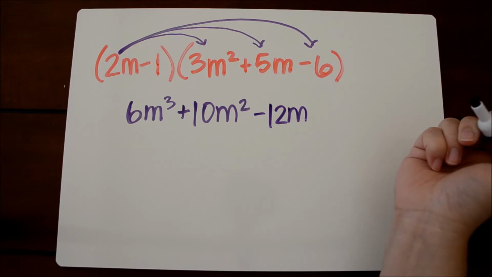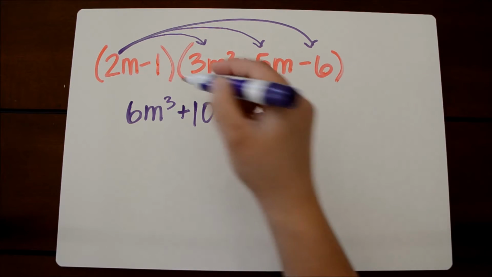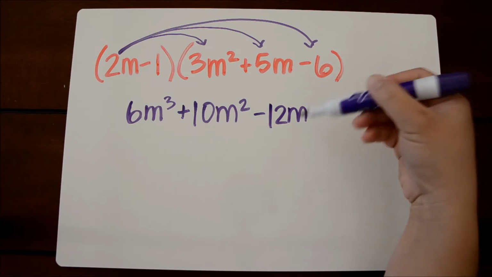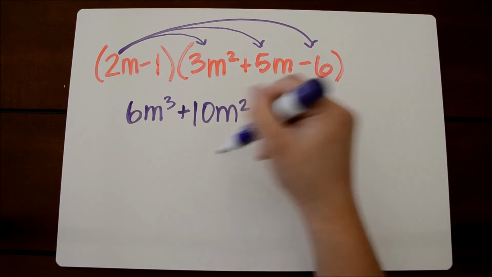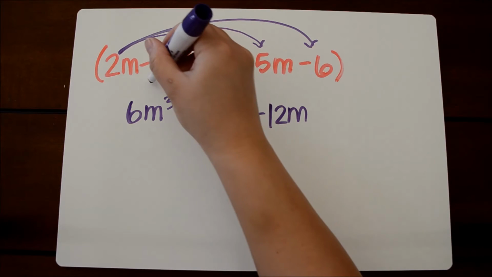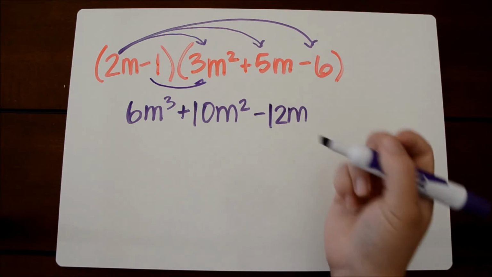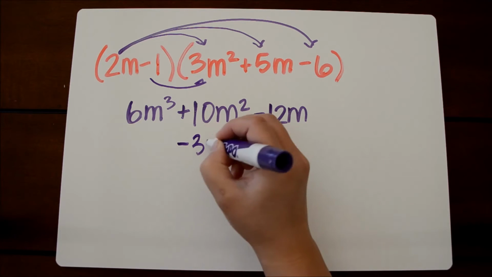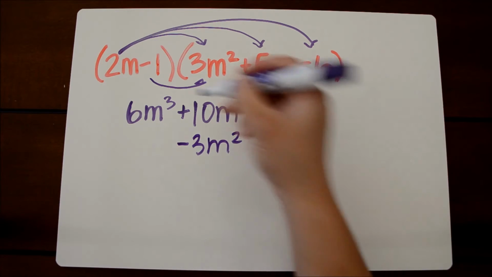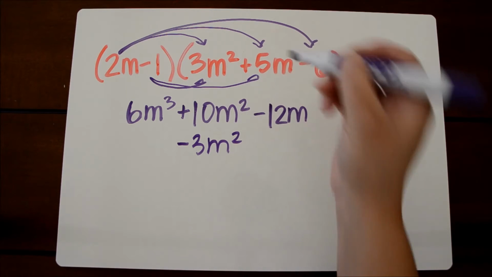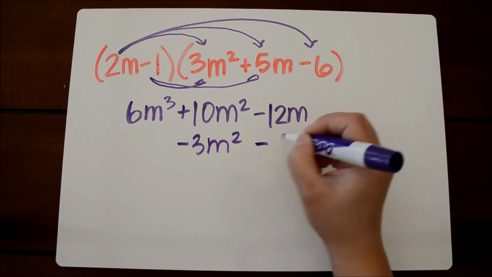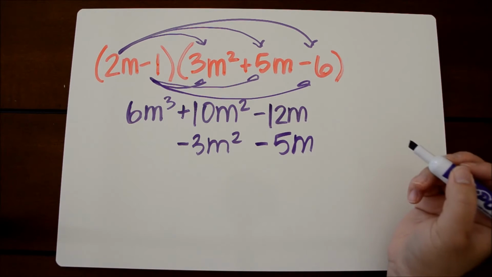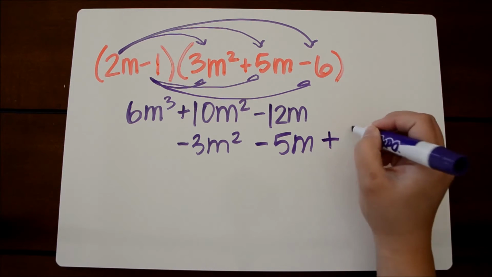Now I'm going to distribute -1, but I'm going to write the like terms underneath the term that it belongs with. So here, -1 times 3m squared is -3m squared. I'm going to write that with my m squared term. That way it's a little bit easier to combine later on. -1 times 5m is -5m. And -1 times -6 is positive 6.